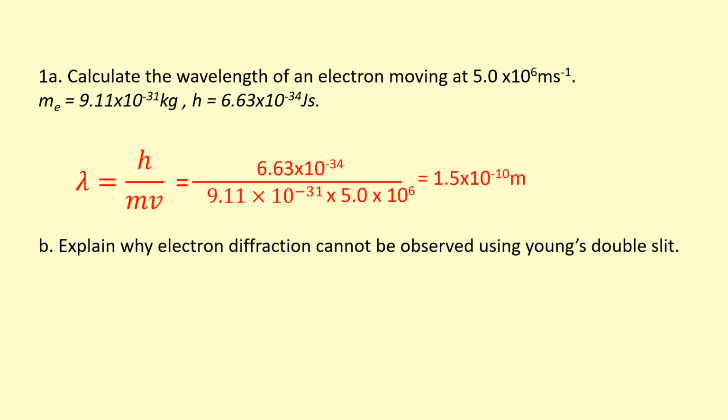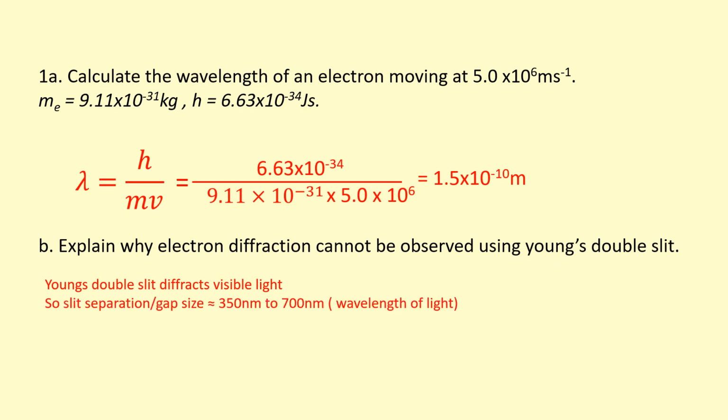Explain why electron diffraction cannot be observed using Young's double slit. So Young's double slit is used for diffraction of visible light and to form an interference pattern with light. Light has a wavelength around 350 to 700 nanometers, so the slit separation and gap sizes are approximately that size. And the wavelength of this electron here is less than a nanometer. So unfortunately these gap sizes won't be small enough. So you'll need a smaller gap size, and that's typically the gaps between atoms in a crystal or in a metal foil.